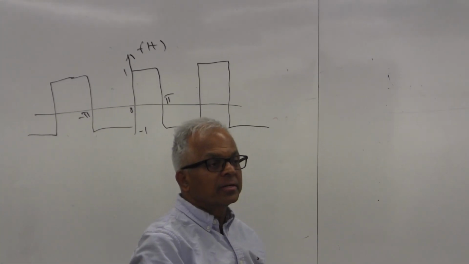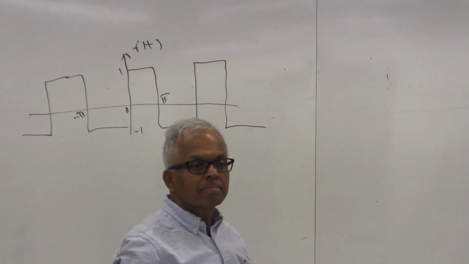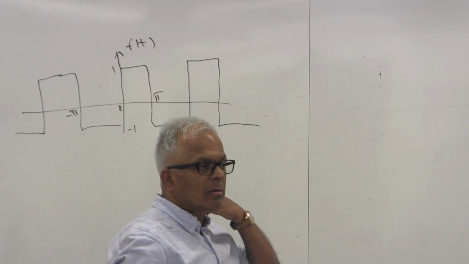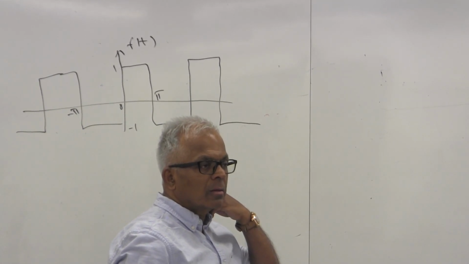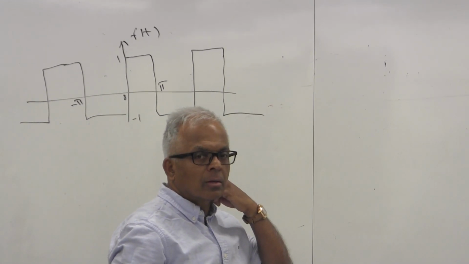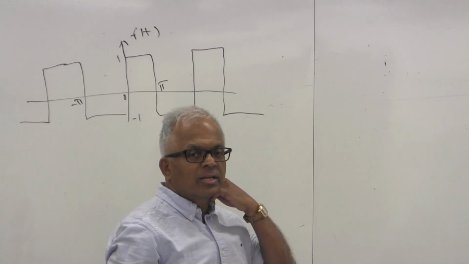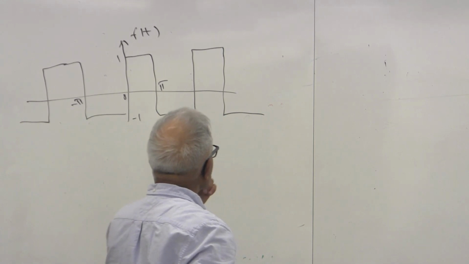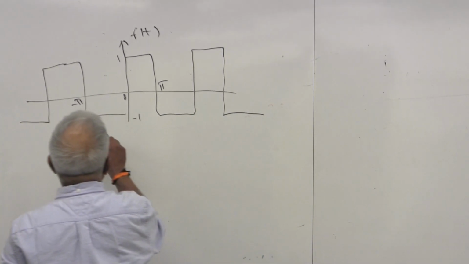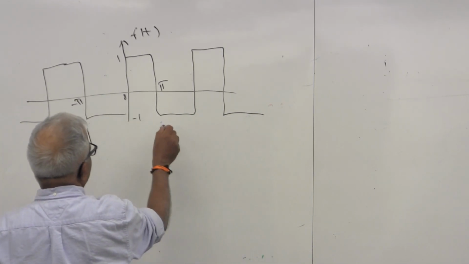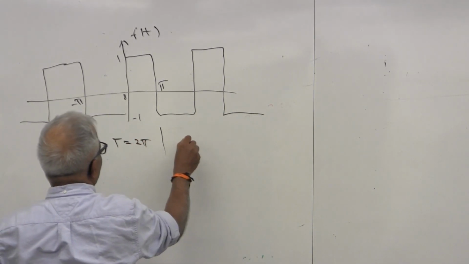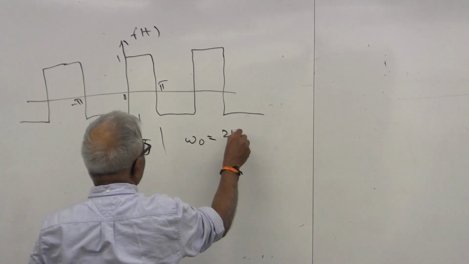So what's the period here? Anybody? So what is omega naught? 2 pi over T. What is T? Yeah, so T here, this is T, right? You can see from the picture. So T is 2 pi. Consequently, omega naught is 2 pi over T.